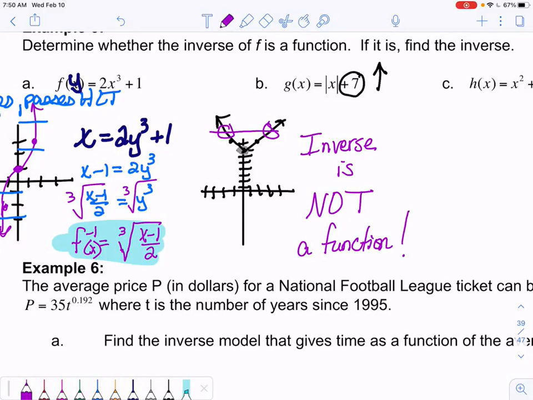If the inverse is not a function, you don't have to find it. So you will love the problems where you just make a little sketch. It's not a function. You're done. You get to move on. There's no other work that you have to do for that problem. If it's not a function, you don't have to find the inverse.